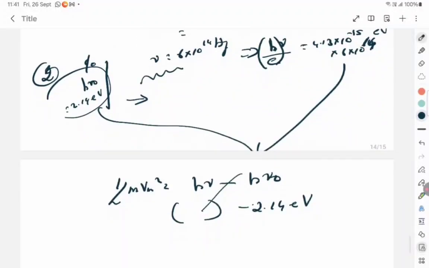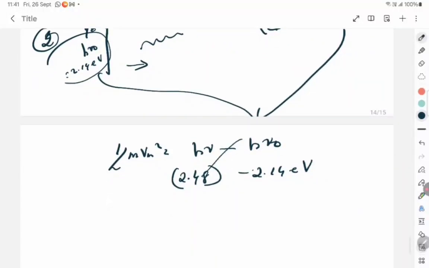I am doing the sums in electron volt, and this answer will be 2.48. If you do the subtraction, you get 0.34 electron volt, which will be the maximum kinetic energy of the electron, which I am writing in electron volt. If they ask you in joules, you can multiply this answer with 1.6 into 10 to the power minus 19. For now I will retain it as electron volt only.